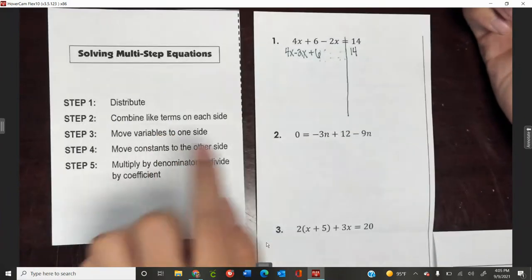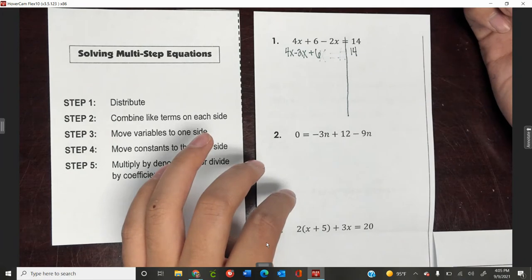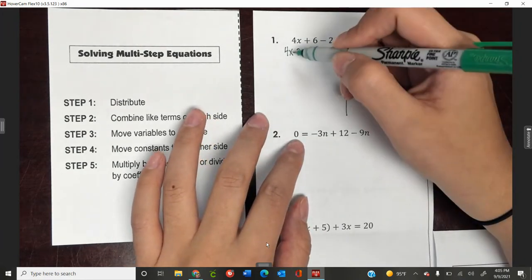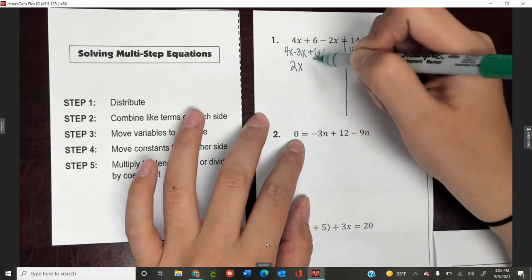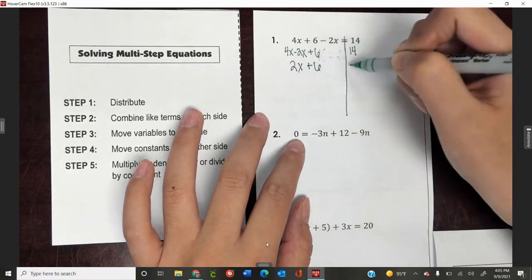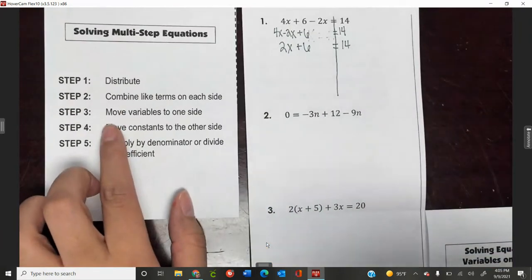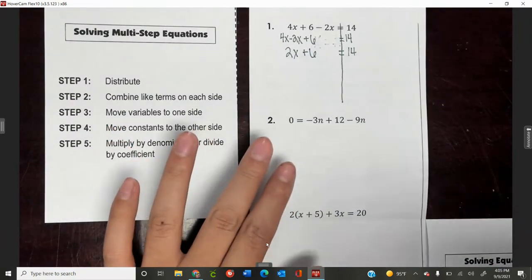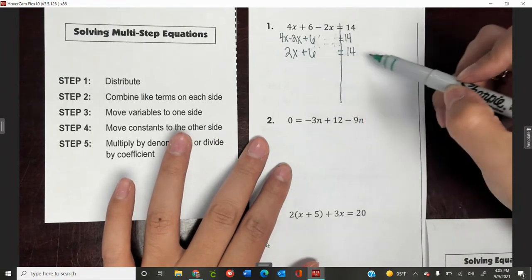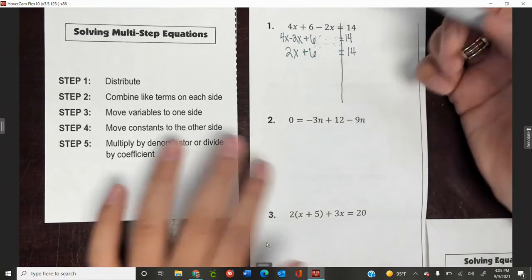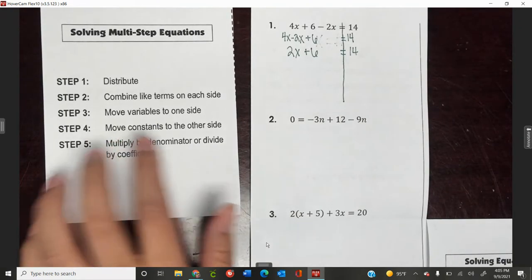Next, we're still combining like terms. We need to simplify into a single term. So 4x minus 2x, you have 2x. Then you're going to bring down the 6, and this is equal to 14. Then step 3 says move your variables to one side. Here I have my variable x on the left, and all my x's are already on the left side. So next we go to step 4, which is to move our constants to the other side.